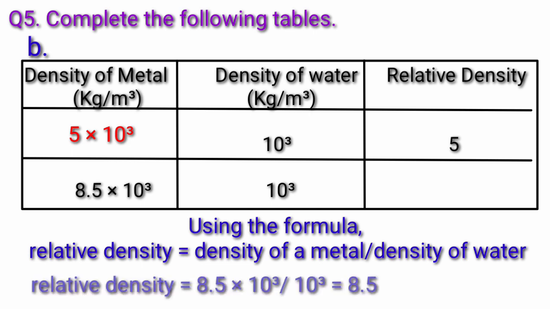Now in second row we have to find the relative density. Here density of metal and density of water is given. We have to find the relative density. So it is equal to 8.5 multiplied by 10 to the power 3 divided by 10 to the power 3. So 10 to the power 3, 10 to the power 3 get cancelled. We get 8.5. So relative density is equal to 8.5.